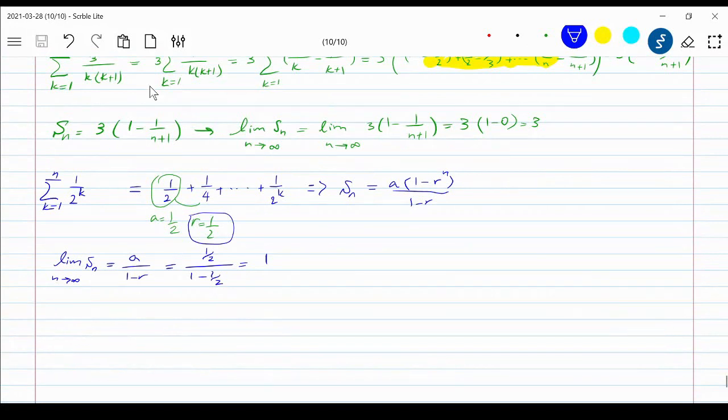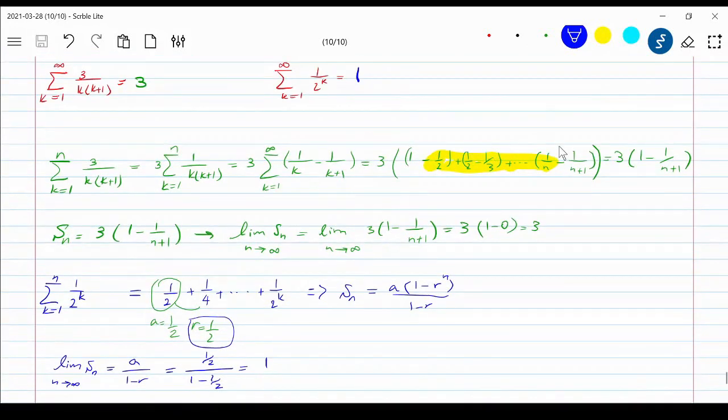You don't always need to write down every term of the sequence, but this just gives you an idea how the sequences are added. Are they going to be telescopic sequence, geometric sequence? After a couple of examples, you will notice similarities. Okay, so let's stop here.